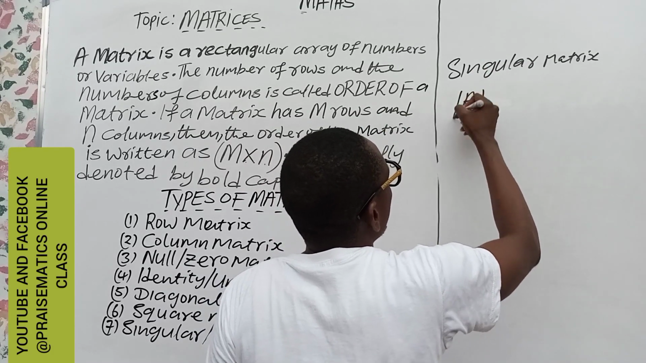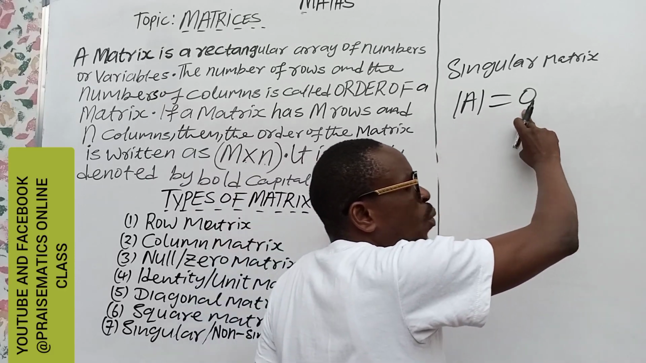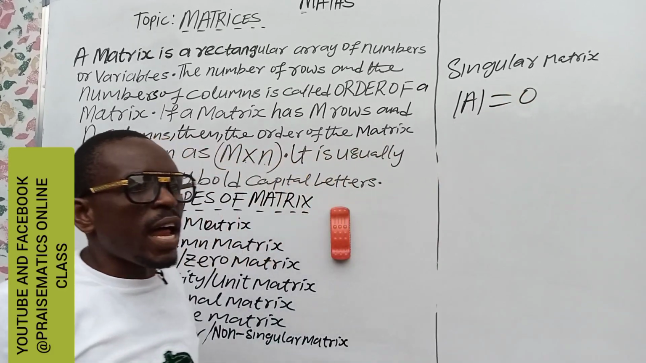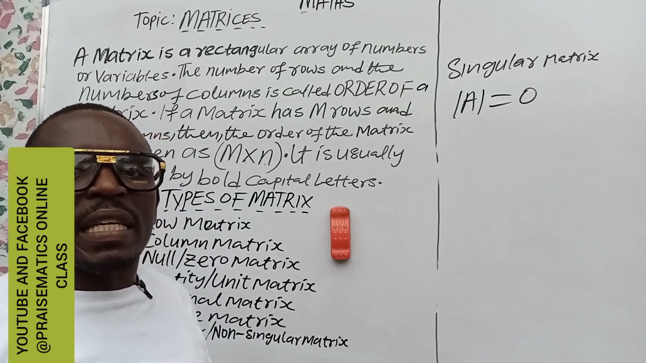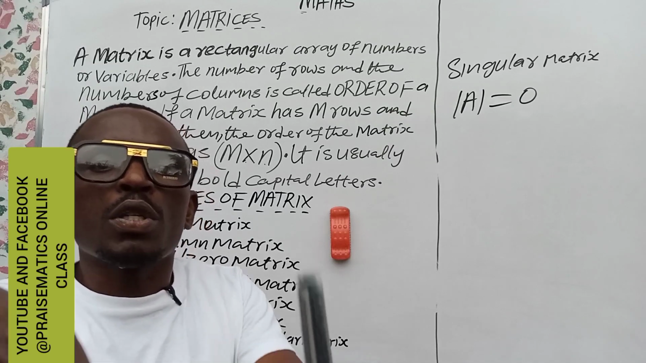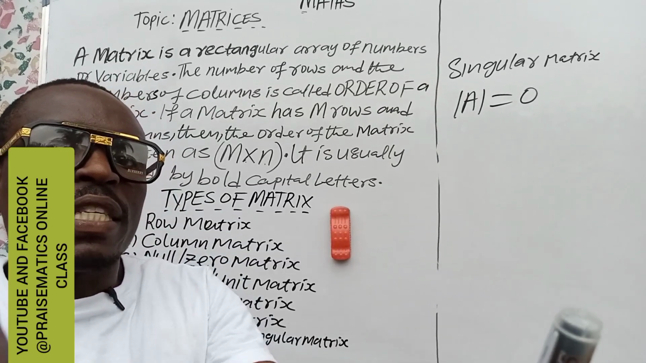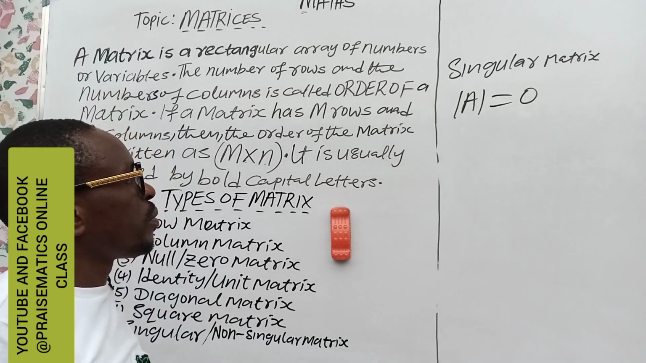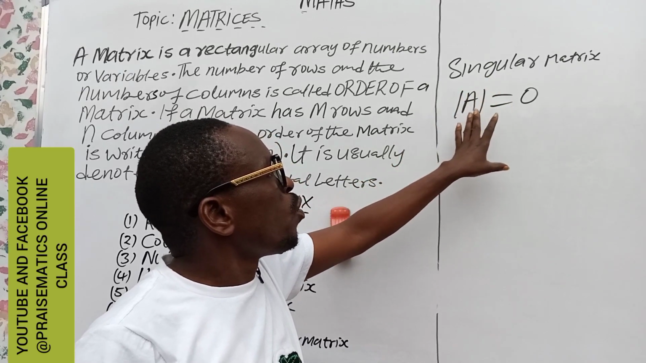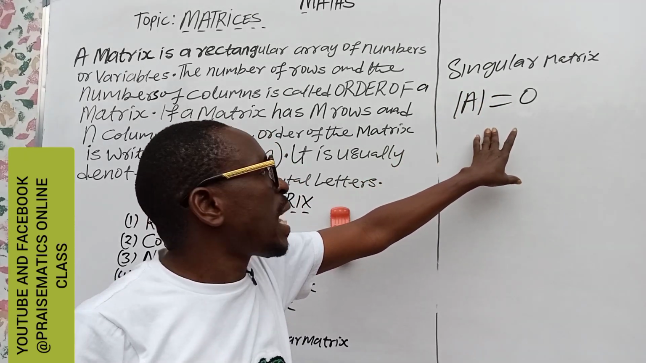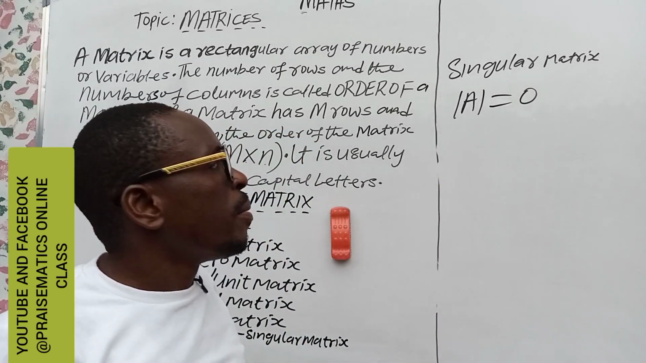Example, determinant of A is equal to 0. If after solving the determinant of A you get 0, we call it a singular matrix. A singular matrix is defined as a type of matrix in which the determinant of the matrix is equal to 0. Whenever you solve the determinant of a matrix and it gives you 0, we call it a singular matrix.